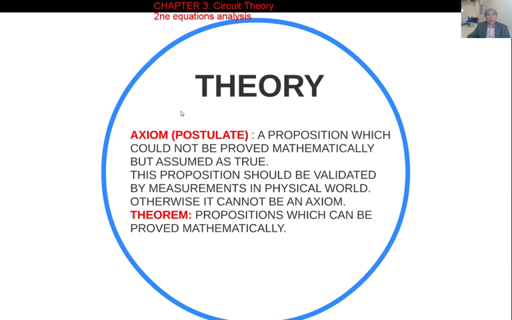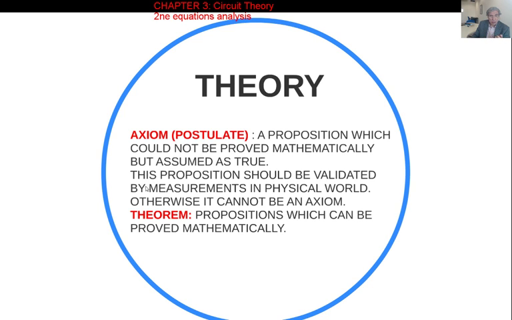The theory starts with the axioms. Axiom is sometimes called a postulate as well. What is an axiom? An axiom is a proposition which cannot be proved mathematically, but is assumed as true. So we cannot prove it, but we assume it true. It seems a bit strange: we are assuming something true, but we cannot prove it mathematically. But in practice it is true.